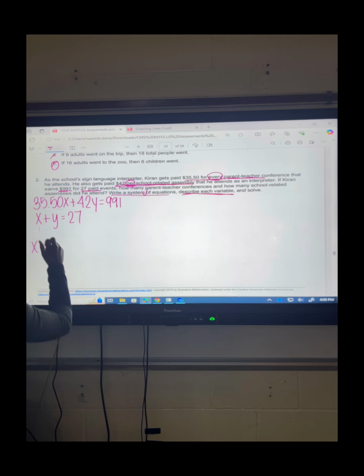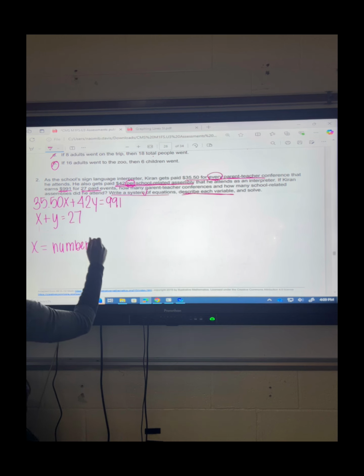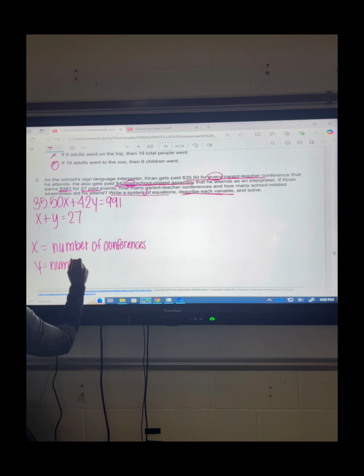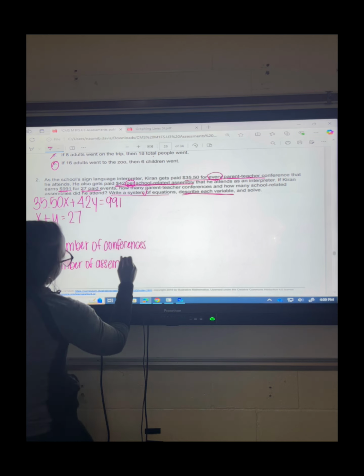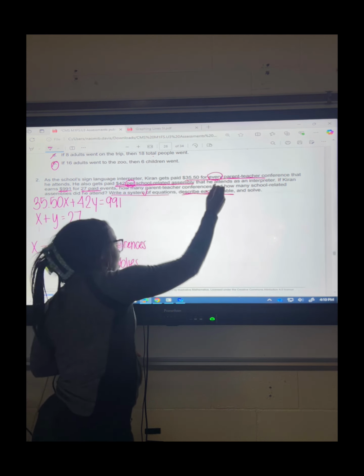So X is the number of conferences, because X is beside the $35.50 and the $35.50 is for every conference. Number of conferences, and Y is the number of assemblies. You will lose a lot of points just for not doing this piece right there. You have to explain what your variables are, okay? Now I'm done with that piece.